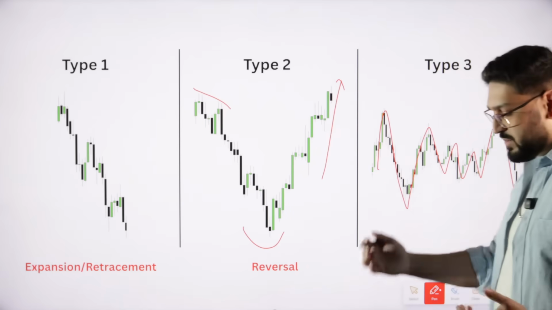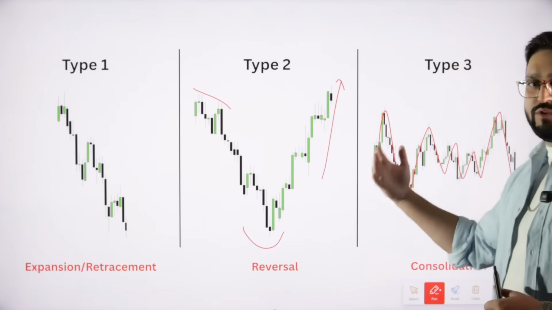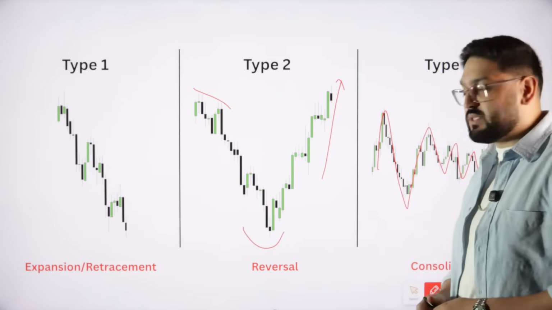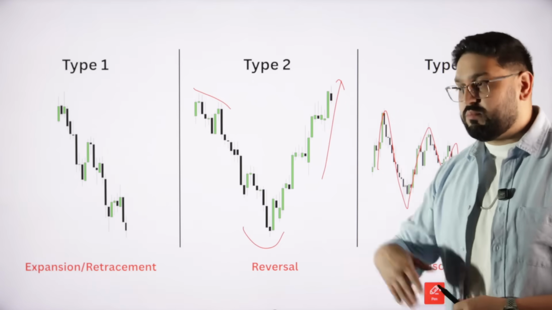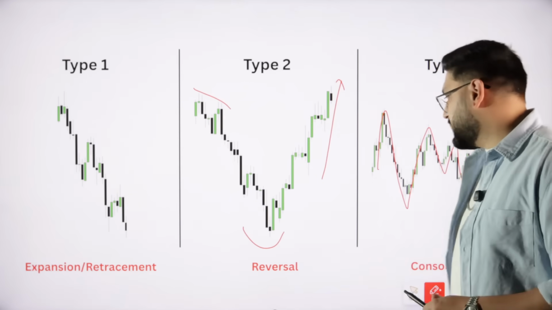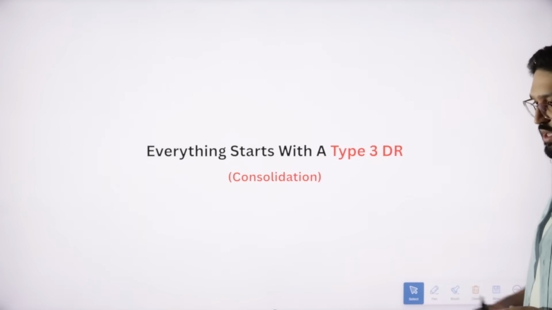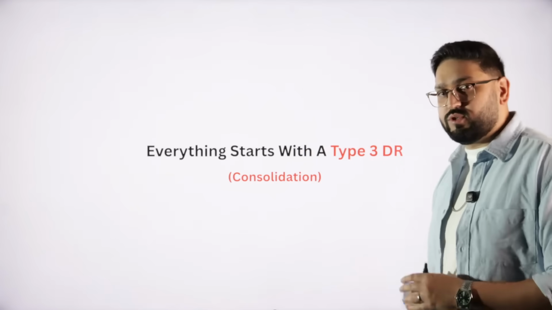Now, let me get a little bit deeper into this and help you understand where each of these different types of dealing ranges sit inside of a buy or sell program. Essentially, that's how the market moves. Buy and sell programs from a higher time frame down to a lower time frame. But everything starts with consolidation or a type 3 dealing range. And this is very important to understand.